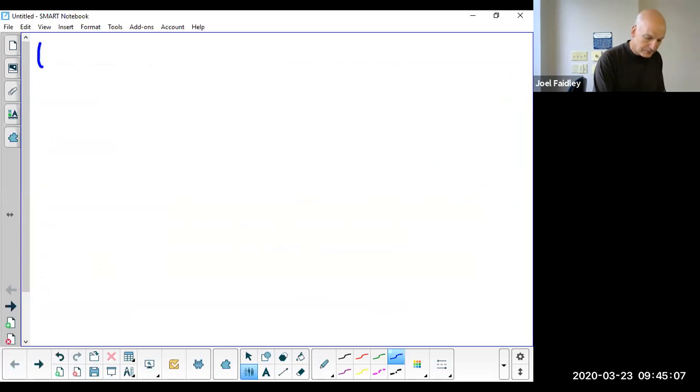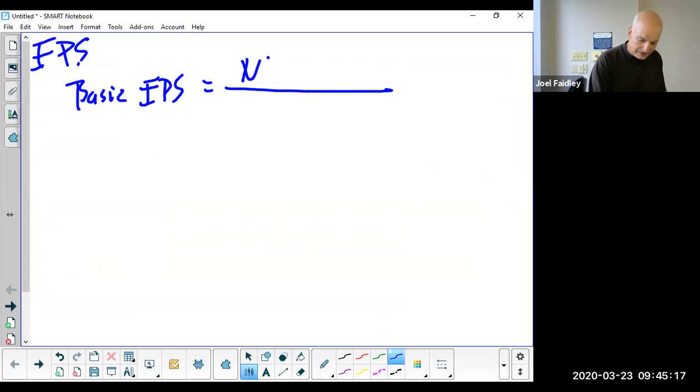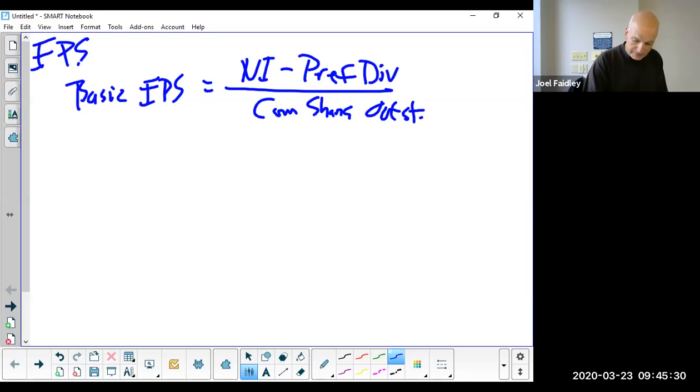We're looking at this chapter on earnings per share. You know, we have basic earnings per share. Remember that from 2020, where we have net income minus preferred dividends divided by common shares outstanding. We talked a little bit about that back in the equity chapter as well.